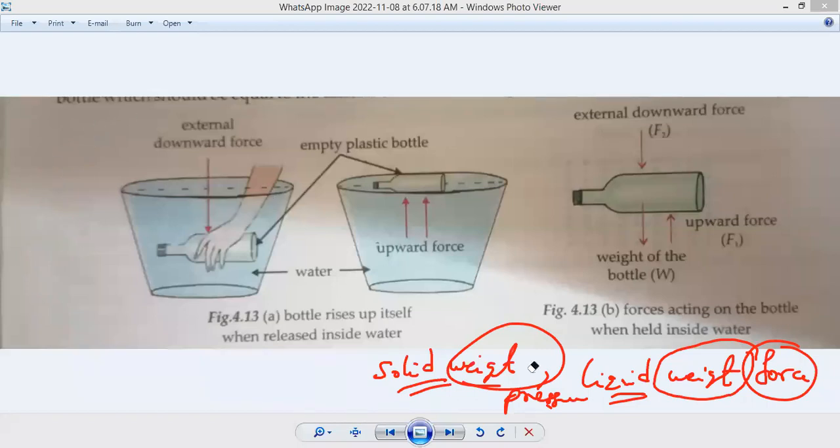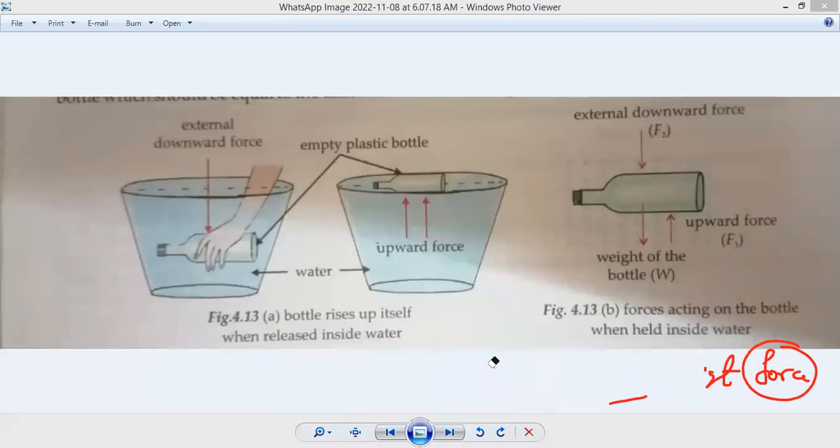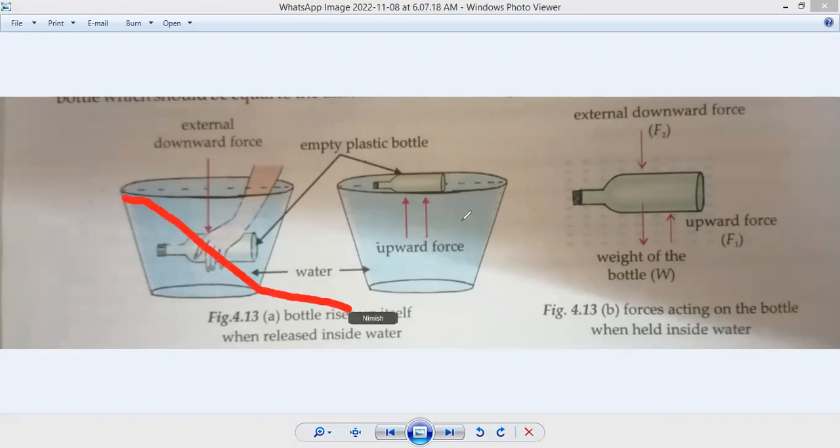Now, here I am taking water, but for any kind of liquid, the force exerted by a fluid in the upward direction is called, what do we used to call it? Anybody? We call it buoyancy, or we can say upthrust. Any problem? Clear, everyone? Once again, the force exerted by a liquid, in what direction? Upward direction.